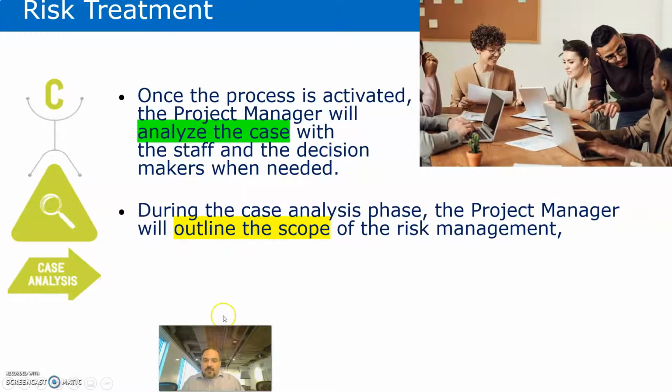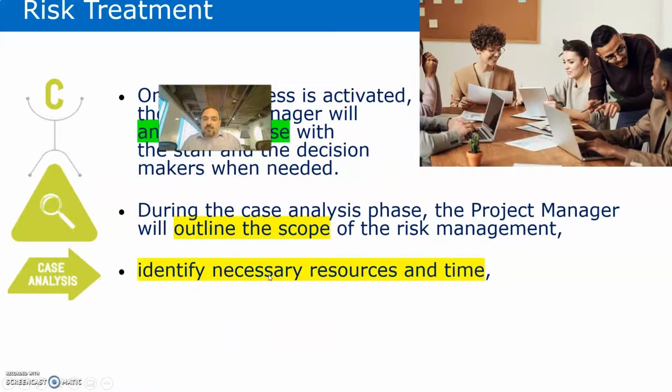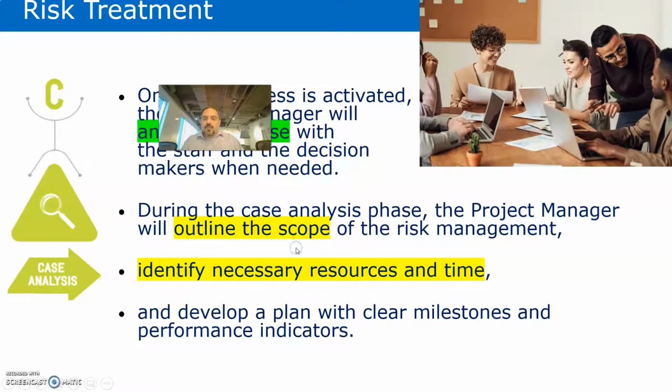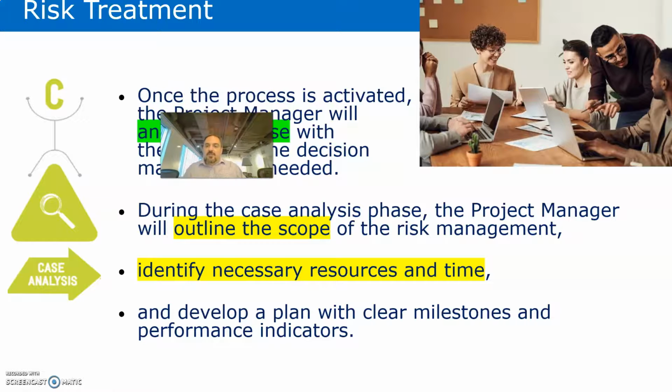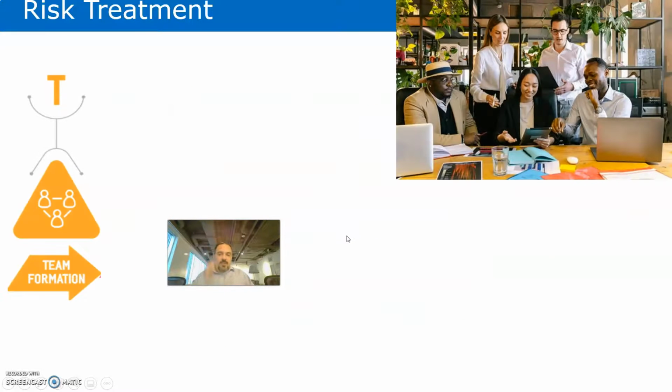During the case analysis phase, you are supposed to outline the scope of risk management, identify necessary resources and time, and develop a plan with clear milestones and performance indicators. So case analysis basically includes the planning phase of a particular specific risk. The next phase, the third phase, is team formation. So you need to form a team to respond to the risk, either negative or positive.